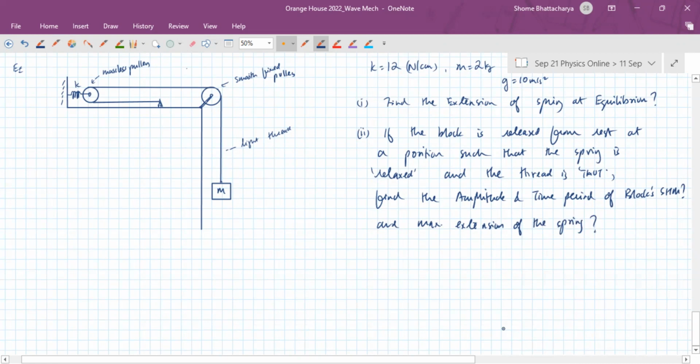So this is a problem where you will have to involve a bit of constraint relation concept that you've seen in Newton's laws type problems earlier. You can understand here that the extension of the spring will not be the same as the displacement of the block. There will be a constraint relation between them.